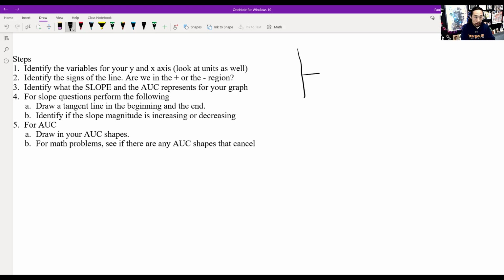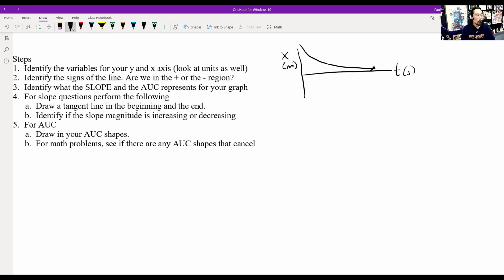Okay. So let's say we have a position time graph, and the position time graph looks something like this. All right, so do a quick sketch. We already did step one. We looked at the graph and we're like, okay, so this is a position time graph. And let's do step 2.